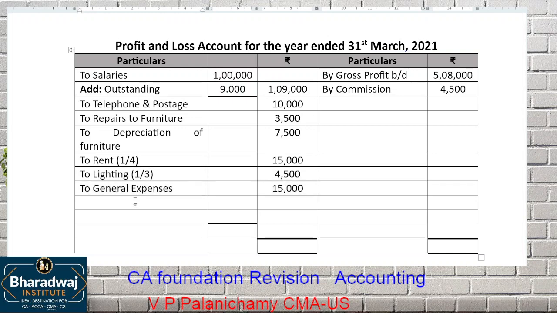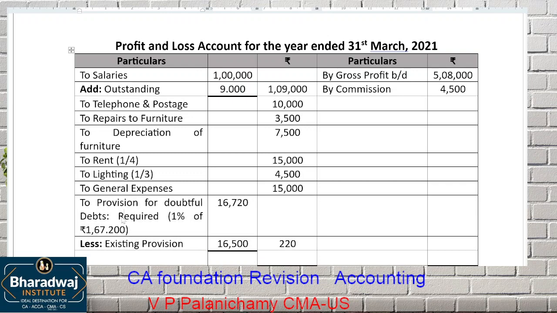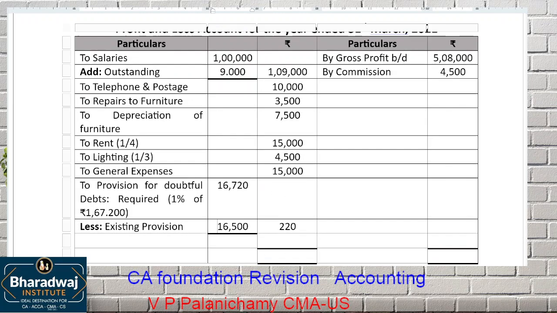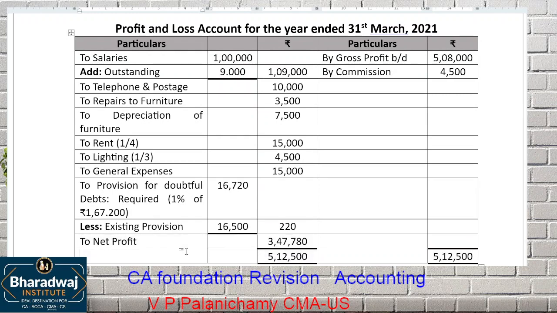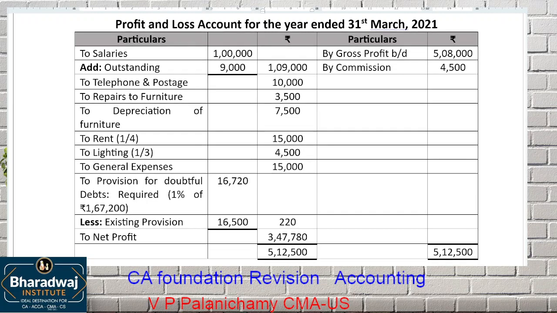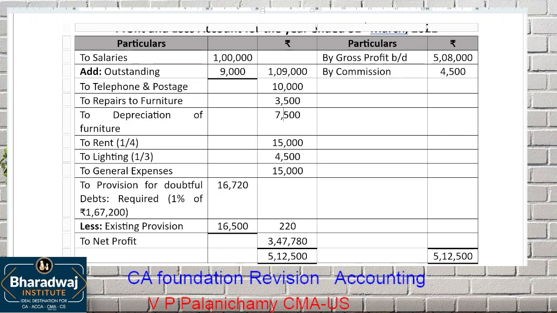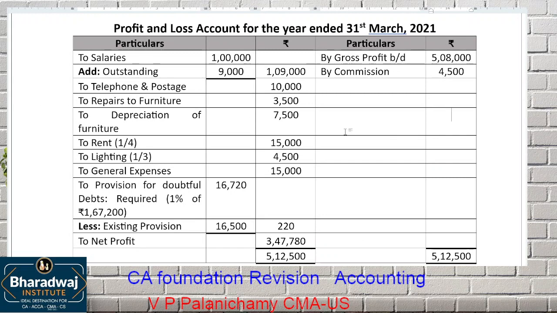General expenses will come. Provision for bad debts, 1% of sales minus old provision, balance will come. Tally it, you get net profit. Try to prepare the balance sheet and tell me the total of balance sheet. I'm not going to prepare. You are going to prepare which one? Balance sheet.